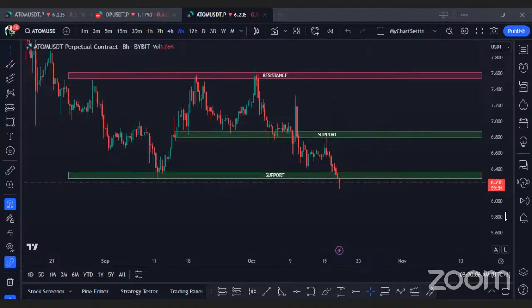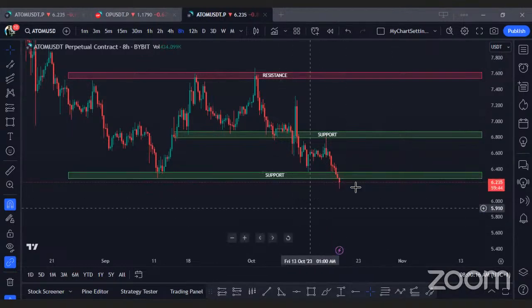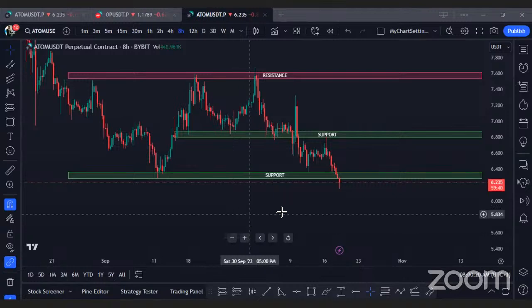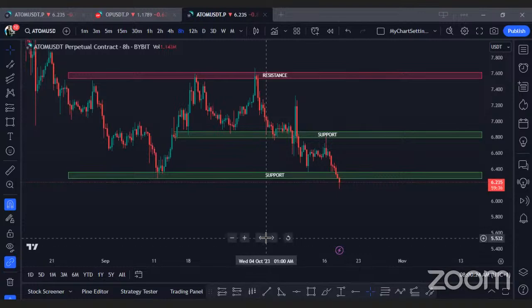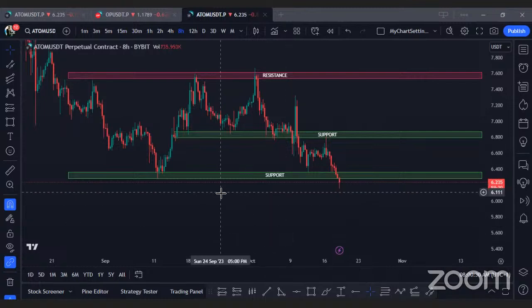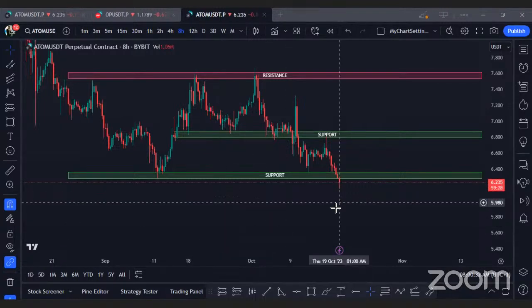The close of this candle will tell me what to do next, whether to leave that trade or continue to hold on to this position. This is what I want to use to make my decision, to know whether I'm going to be holding on to this trade or I'm going to quit and look for other alternatives. So this is basically what I'm looking at on Atom right now.